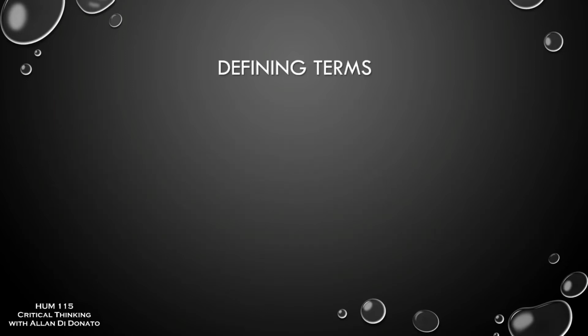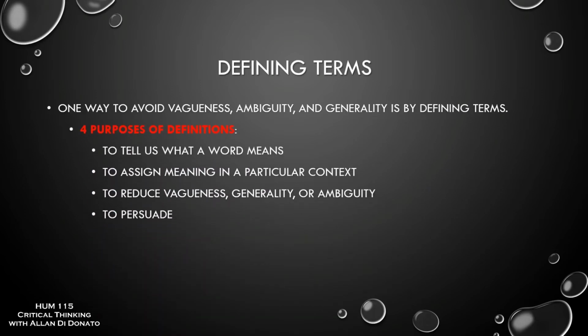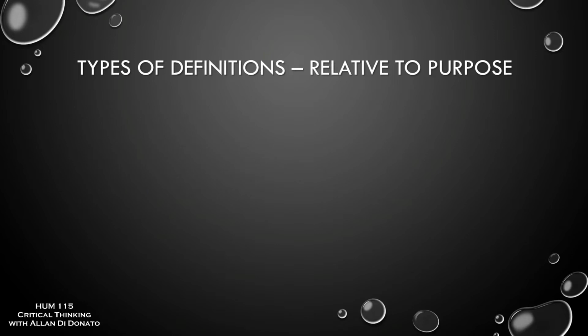So let's talk now about how to avoid ambiguity, vagueness, generality through the use of definition. So let's talk about how we can define terms and different ways that we can define terms. One way to avoid vagueness and ambiguity is by defining terms. Four purposes for definition. Number one, to tell us what a word means. Second, to assign meaning in a particular context. Third, to reduce vagueness, generality, or ambiguity. And the fourth is to persuade. There are specific types of definitions designed for that reason. We'll see what they are in a second.